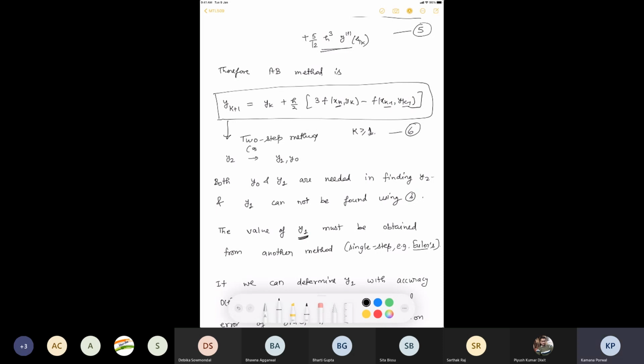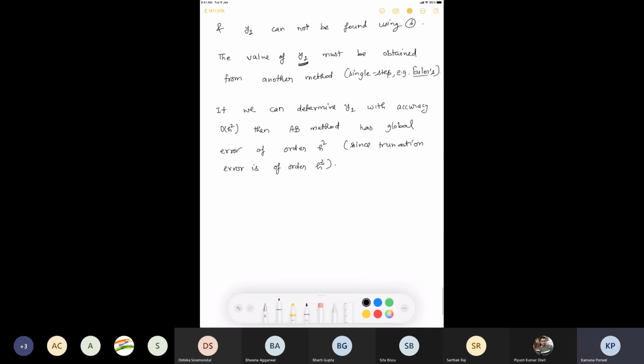And the reason is that you require the values at xk and xk minus 1, since they are needed in finding the value at xk plus 1. So basically you're using two steps, right? So is it okay?